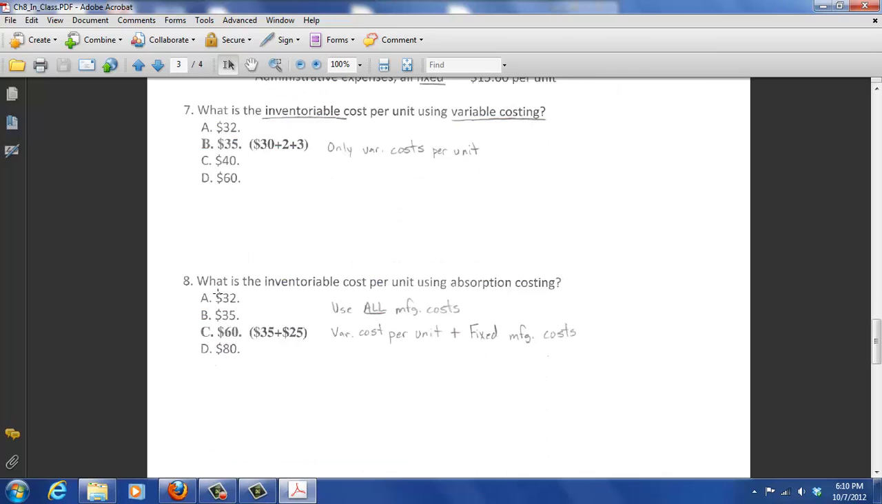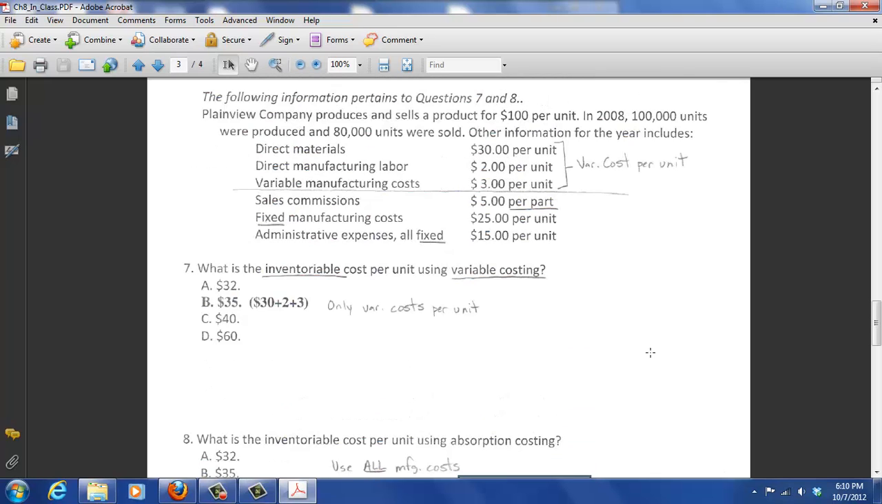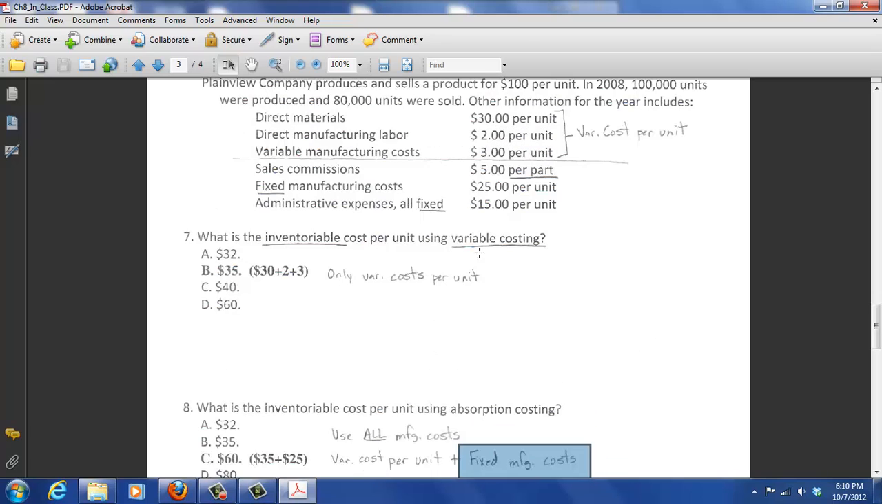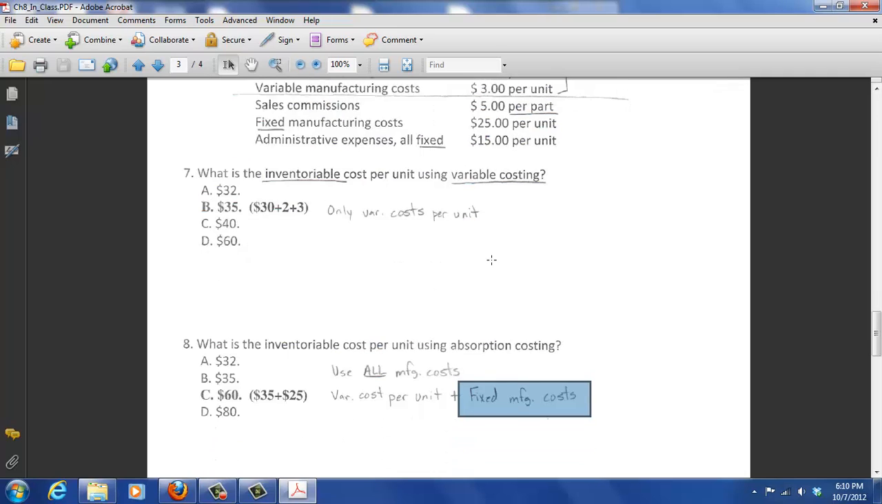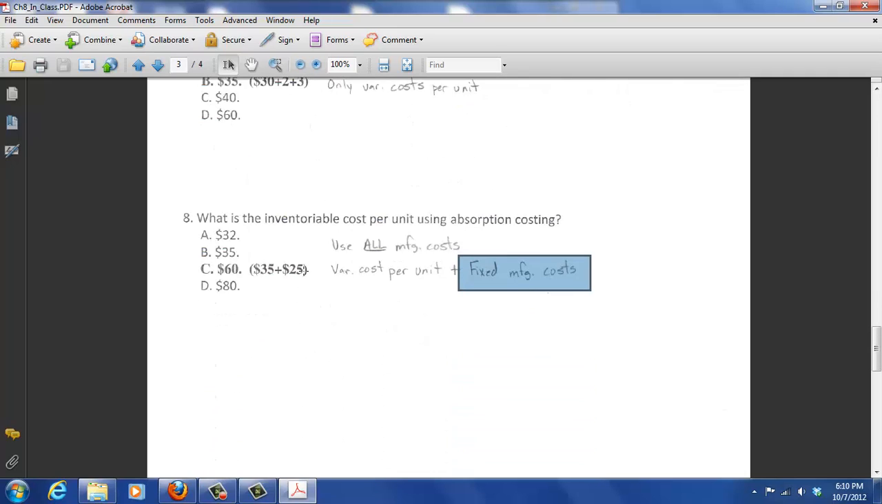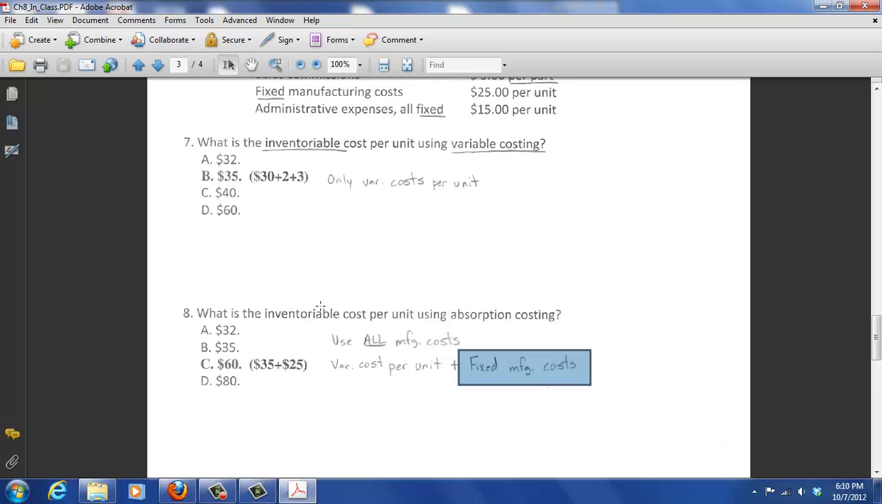Then if we look at number 8, absorption costing, this is when we will use all manufacturing costs, not just the variable. So we could take our calculation from above, the $35, and just add in the fixed manufacturing costs. So if we go back up here, we can see that the fixed manufacturing costs are $25 per unit. So adding that to the 35 gives us a total of $60 in this case.